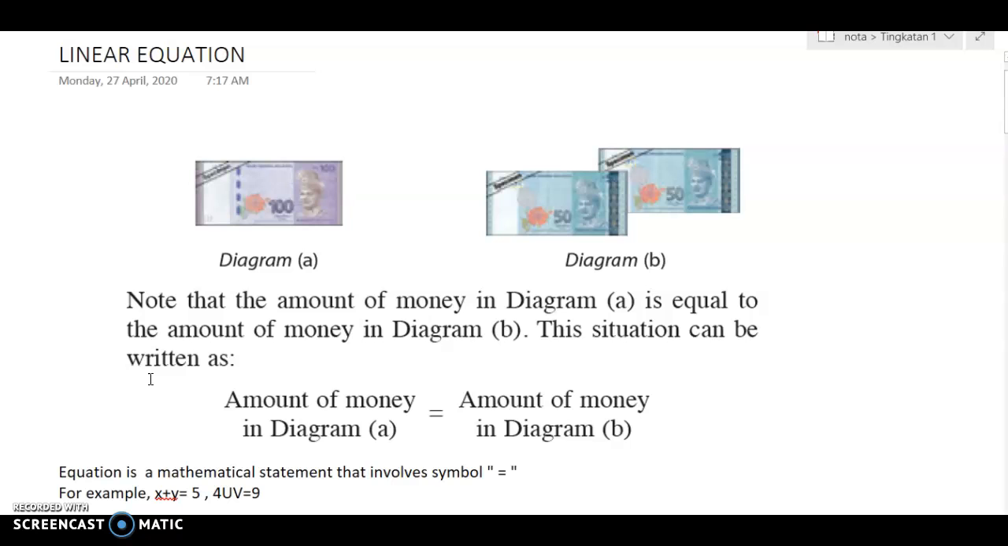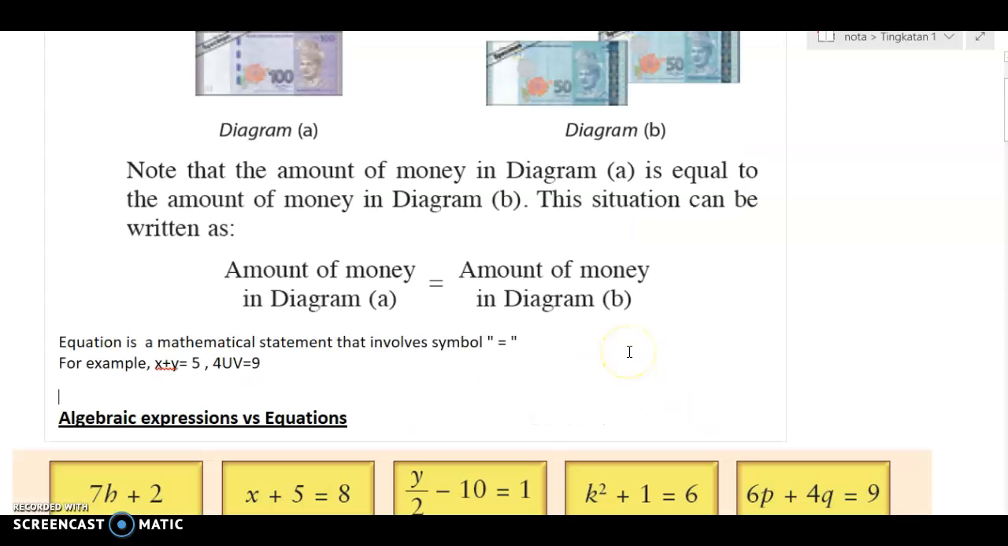So an equation in mathematics is a statement that must involve the symbol of equal. For example, x plus y equal to 5 and 4u plus v is equal to 9. So must remember that for an equation or linear equation, any terms or variables must have the equal symbol. If it does not have a symbol equal, we call it an algebraic expression.